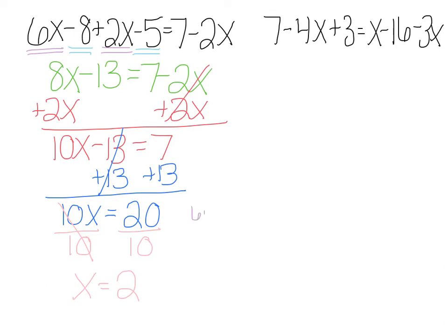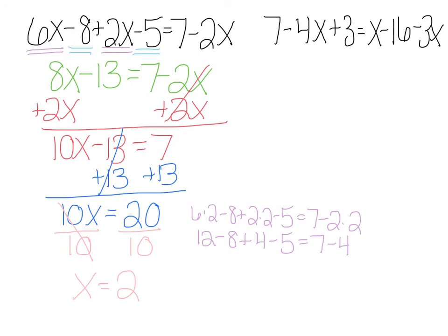So 6 times 2 minus 8 plus 2 times 2 minus 5, and we want to see if that equals 7 minus 2 times 2. Well, 6 times 2 is 12 minus 8 plus 2 times 2 is 4 minus 5. Equals 7 minus 2 times 2, which is minus 4.